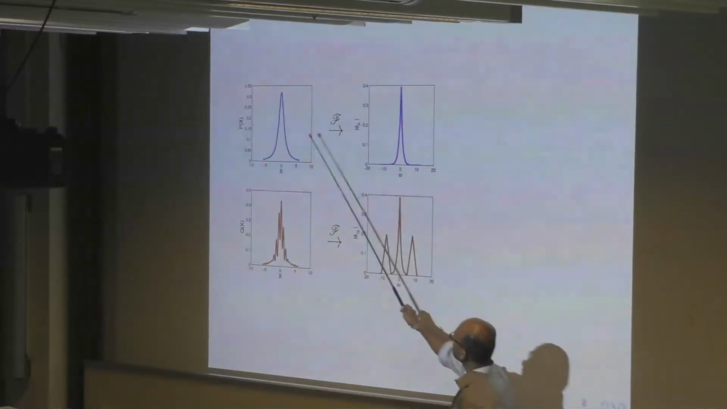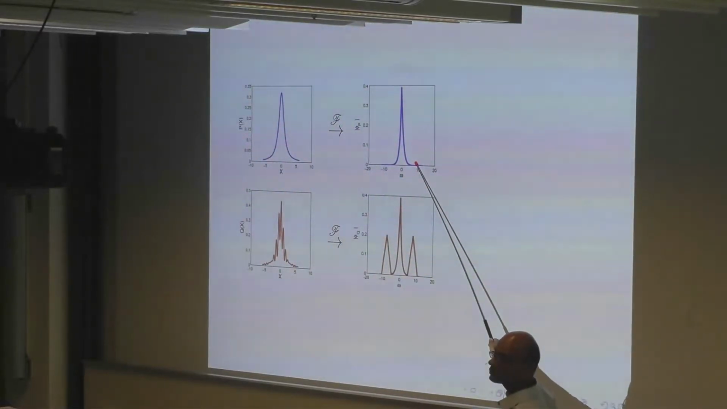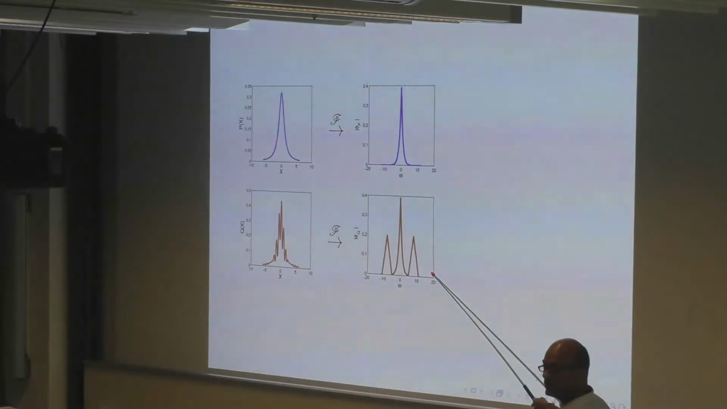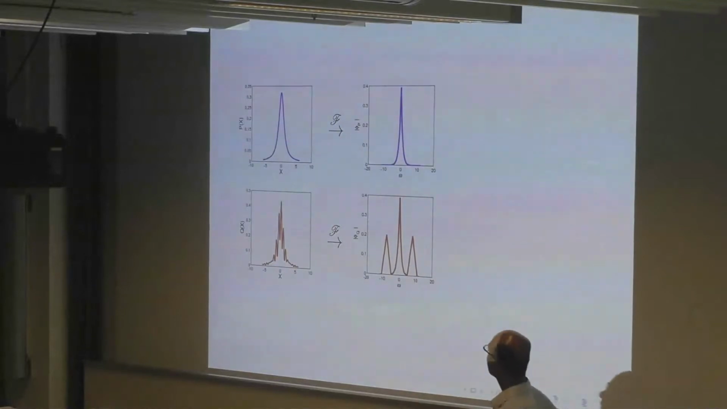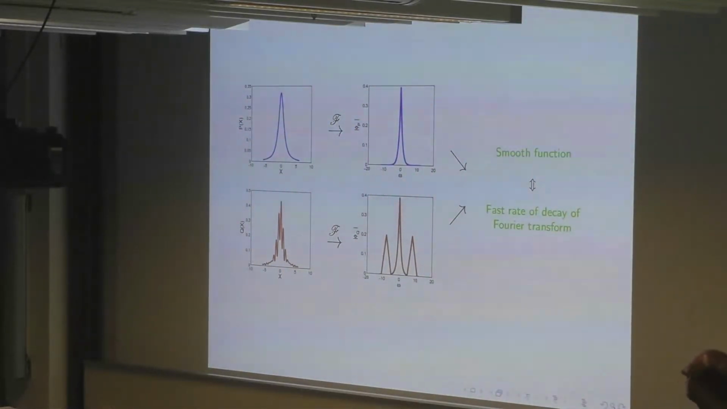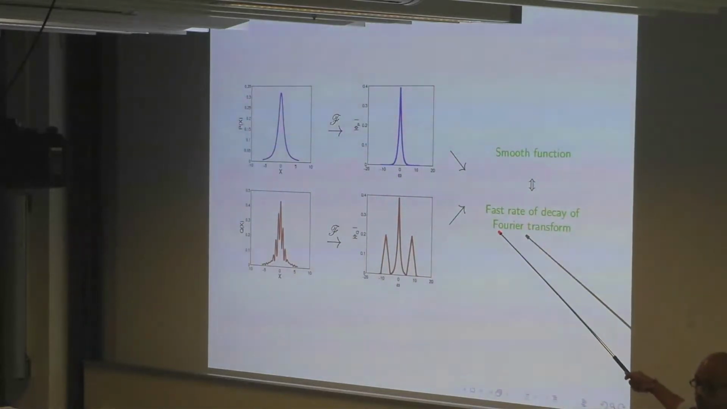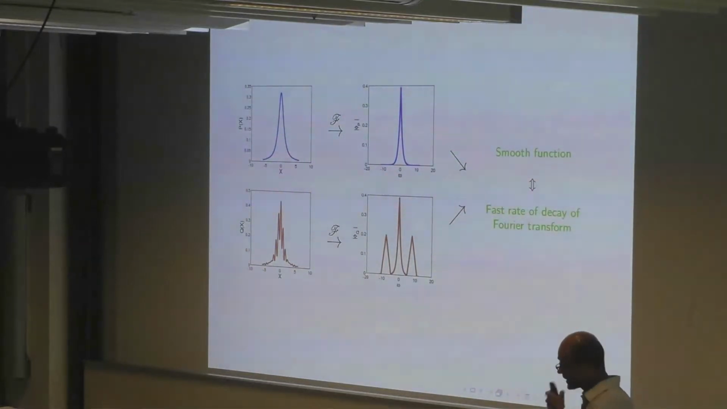Now, if the function is smooth, as I said, it does not have any high frequency components, which means the Fourier transform quickly goes to 0. Whereas in this case, it does not. How slowly it goes to 0 determines how rough the function is. So there is a relation between the smoothness of the function and the rate of decay of the Fourier transform. If the Fourier transform goes to 0 very quickly, the function is very smooth. Otherwise not. Okay?